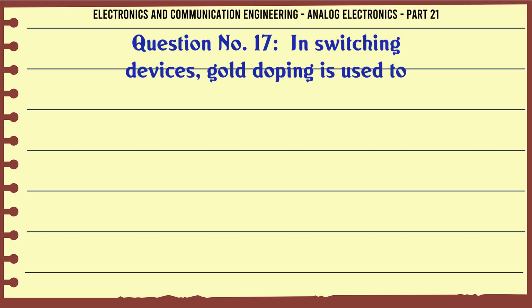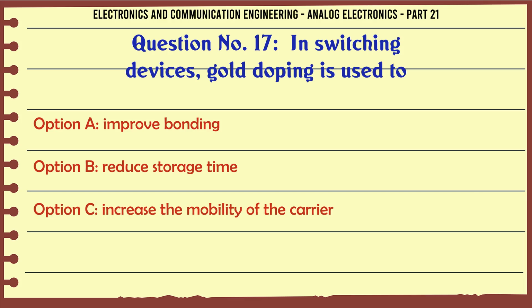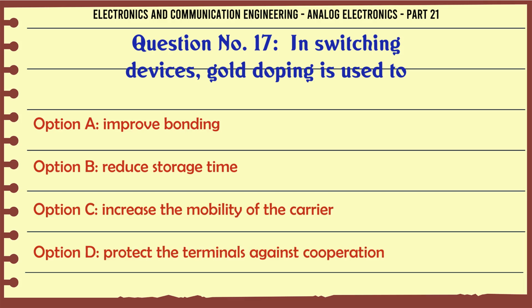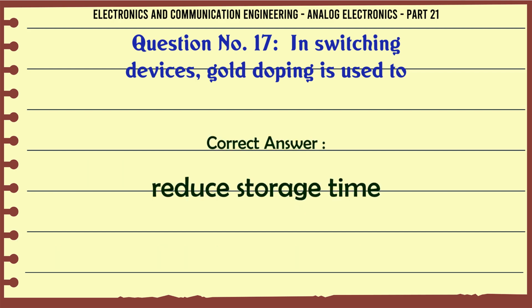In switching devices, gold doping is used to A. Improve bonding. B. Reduce storage time. C. Increase the mobility of the carrier. D. Protect the terminals against corrosion. The correct answer is reduce storage time.